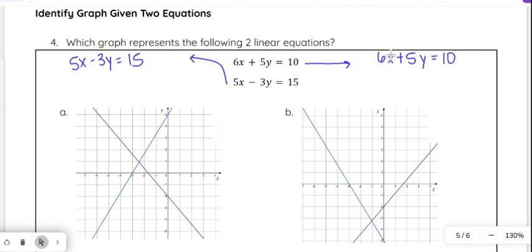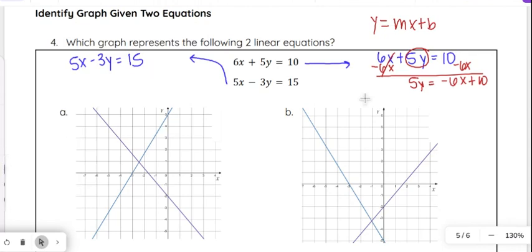So 6x plus 5y equals 10. If I want to get y by itself, I subtract 6x from both sides. We get 5y equals negative 6x plus 10. Notice I put the negative 6x first before the 10. You don't have to do that, but in y equals mx plus b, the mx typically comes first and the b comes second. Again, it doesn't matter. You could have done 10 minus 6x, and that's fine too.